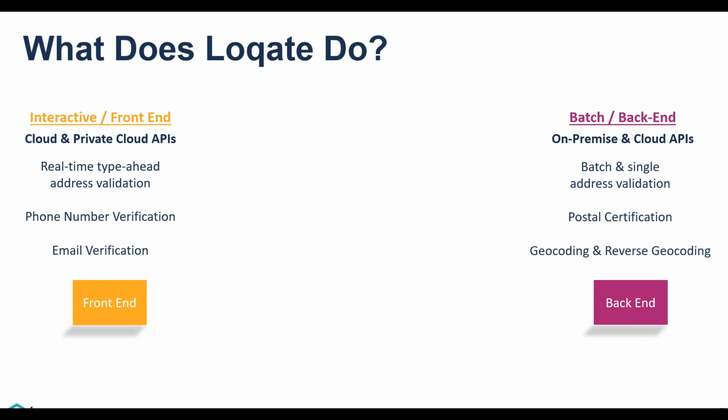To further clarify between the two, the type ahead is meant to be used by a human being because you're picking the one that's right. And the one on the right-hand side is meant to be used by a machine to give you that best possible address. And then of course, there's also certification, also called CASS, and then geocoding, or adding latitude and longitude, and then reverse geocoding, getting the closest address to a latitude and longitude.